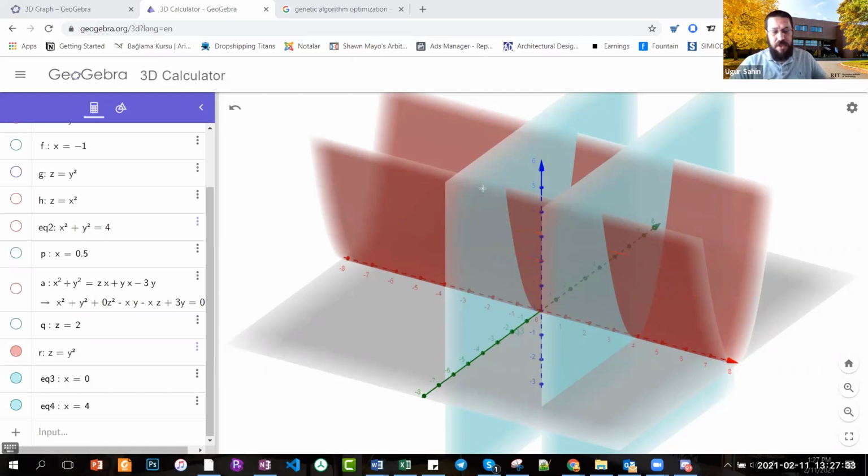All right, so there are some other shapes I'd like to introduce you to in this way, guys. Just give me one second.